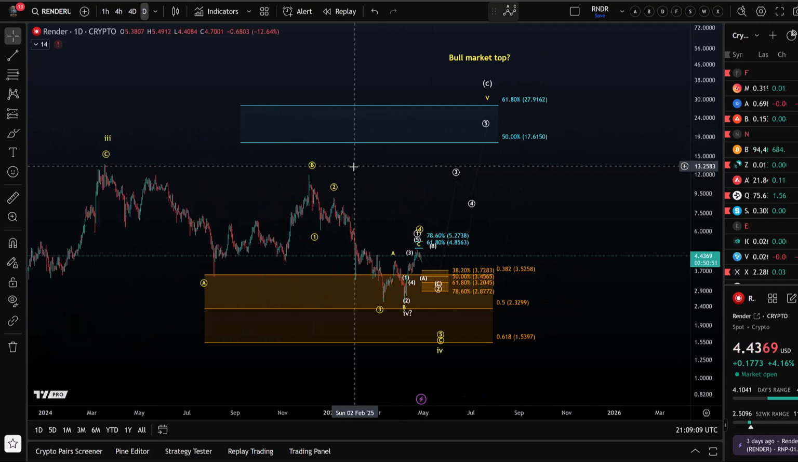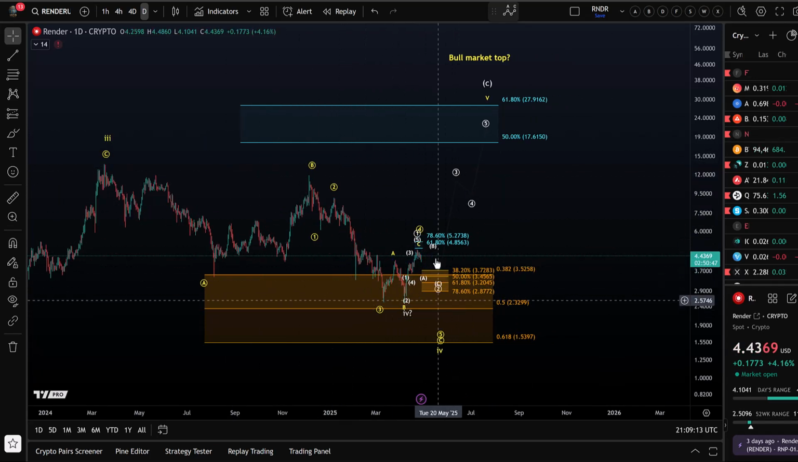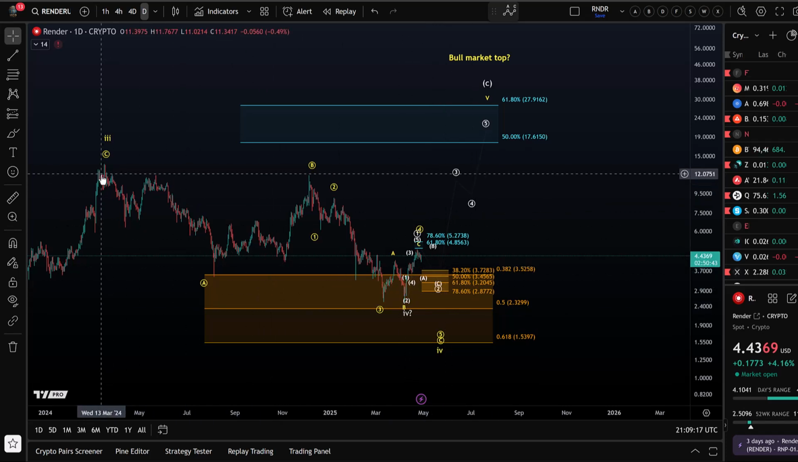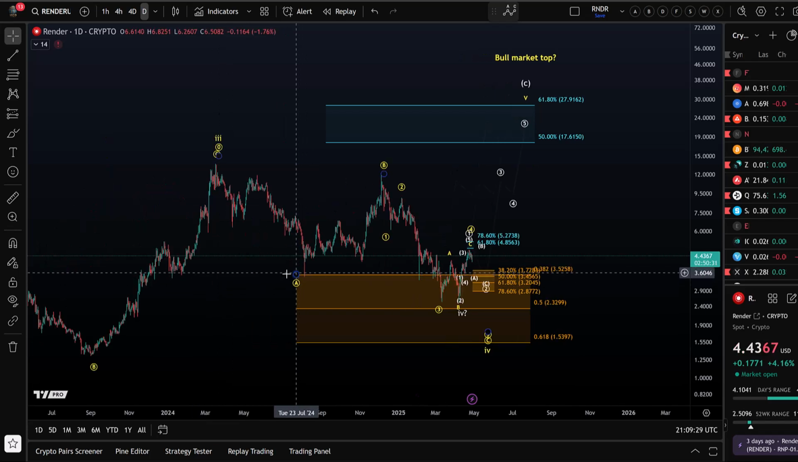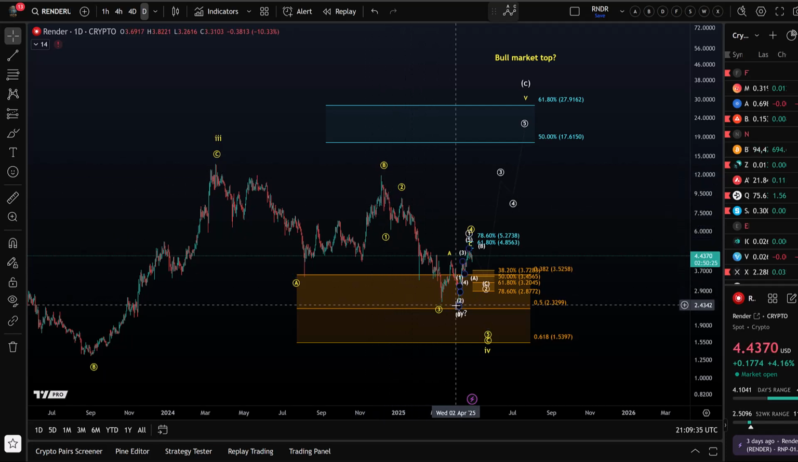The Render chart is currently trying to reverse here from this support zone that I think has been on the chart for more than a year. Since the price top in the third wave was struck in March 24, we were watching for a pullback into the support region. Now in August, there was already an opportunity to start the fifth wave to the upside, but it was only a three-wave rally. It moved down again and formed five waves down.